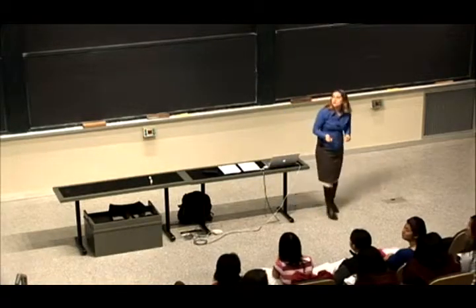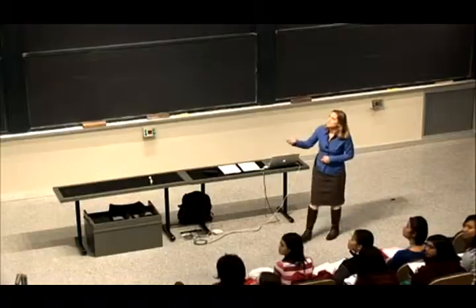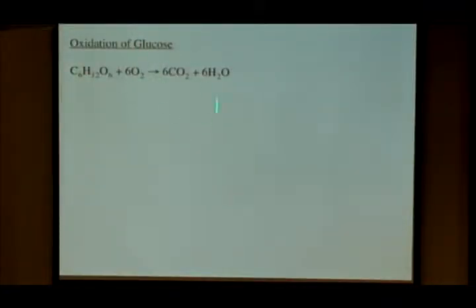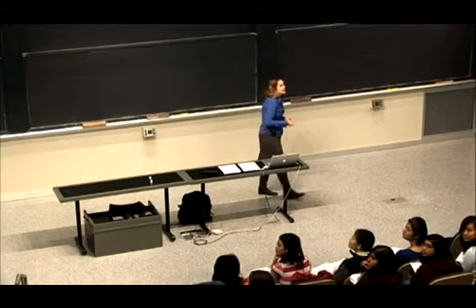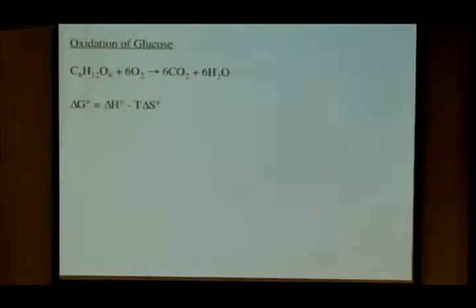So you're all familiar with this reaction. We have glucose and oxygen go to CO2 and water. And we've talked a lot about delta G for this reaction. And delta G, again, is equal to delta H minus T delta S.